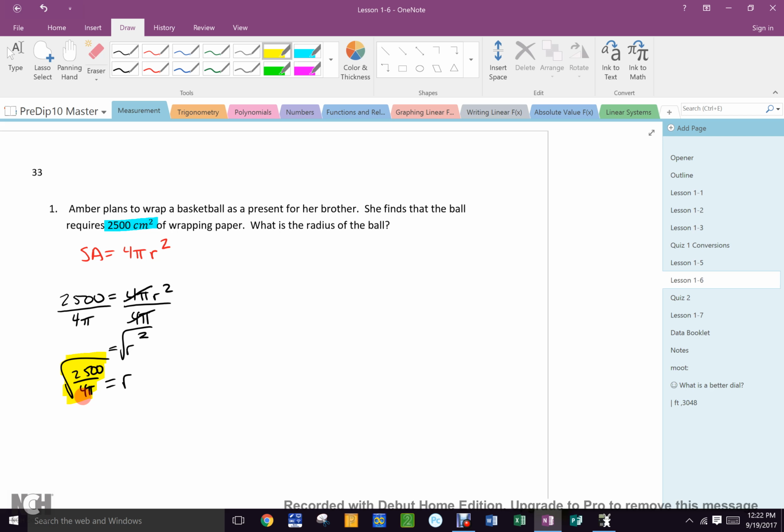How big's that basketball? Anybody know? You have no idea because that number means nothing to you, does it? Does that number mean anything to any one of you? No. Show me with your hands a radius of 2,500 divided by 4 pi square rooted. That's not a radius. Exactly, right? So that number actually means nothing to you.